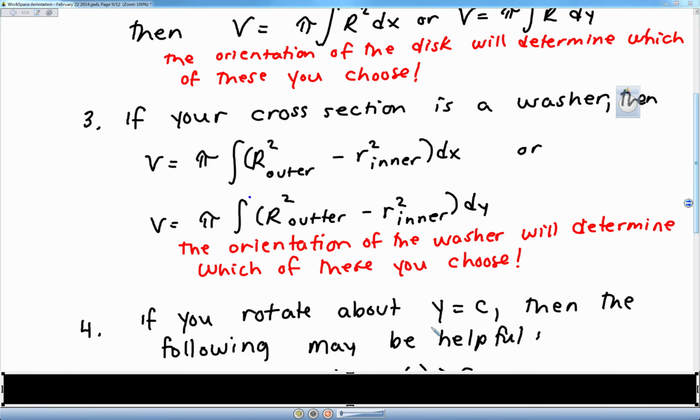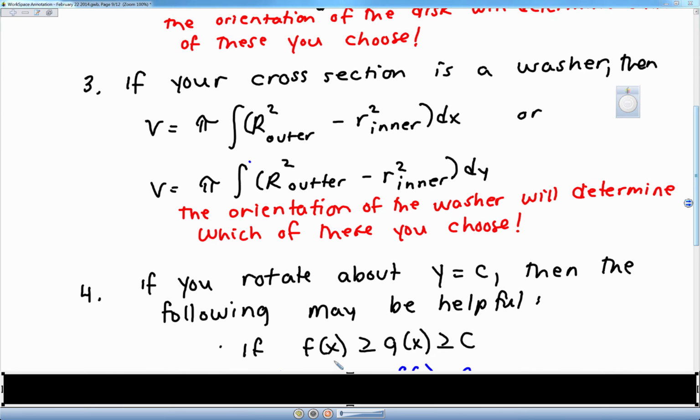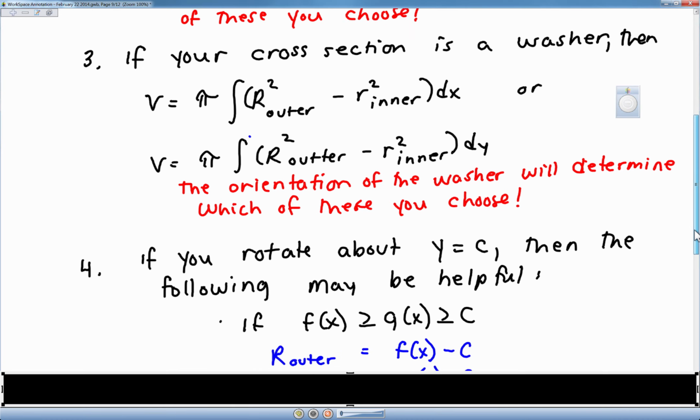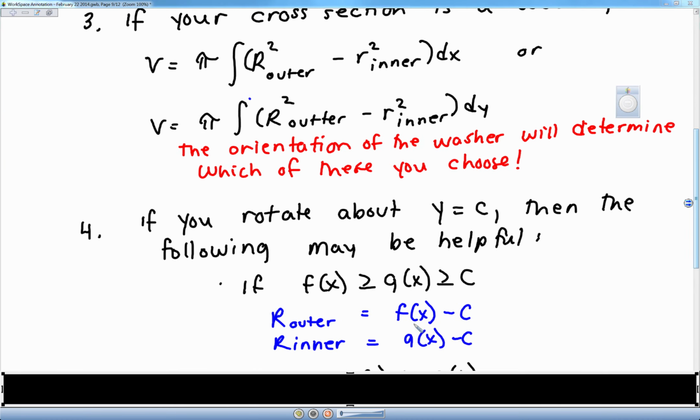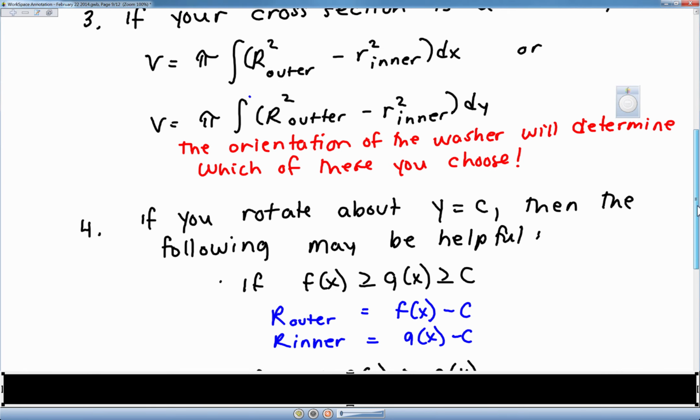If you rotate about a line y equals c, then the following may be helpful. It could be useful as a guide. If f of x is greater than or equal to g of x, which is greater than or equal to c, then the following may be useful. Our outer radius could be represented as f of x minus c, and your inner radius could be represented as g of x minus c. Again, these are guidelines. Ultimately, what you need to do is draw it out and try to analytically describe what you're seeing here. But this could be a very useful guide for you.